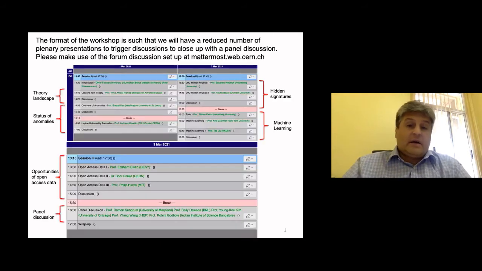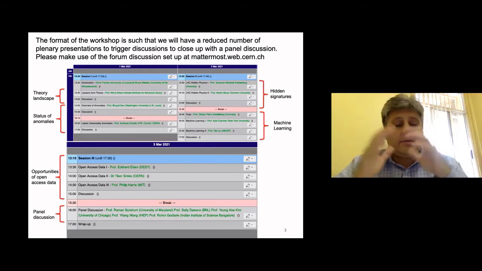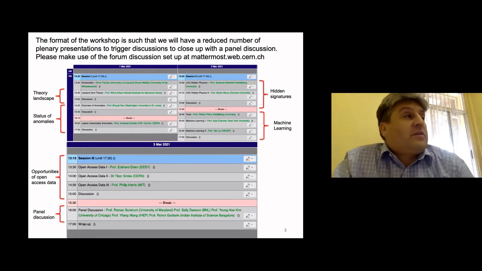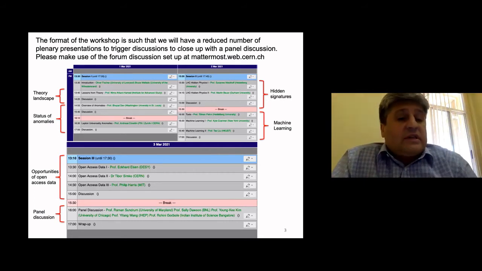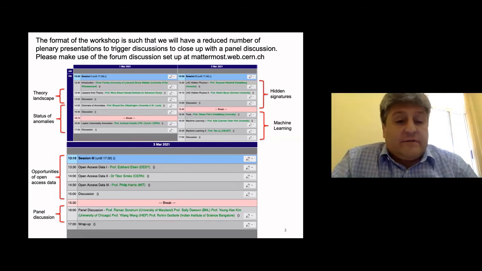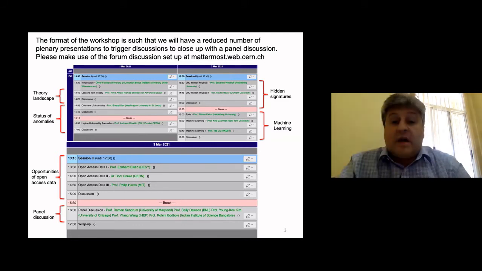So in that light, let's go quickly through the structure of the workshop. Oliver and I thought the way to go here is, instead of having many presentations, to have a reduced number of presentations with sufficient time for discussions. We'll have our first speaker, Nima, who will go through the theory landscape, followed by 2 presentations by Bhupal and Andreas that will cover the status of anomalies, where Bhupal will focus on the overall picture of anomalies in collider and outside collider physics, and Andreas will focus on the possible lepton flavor universality violation.